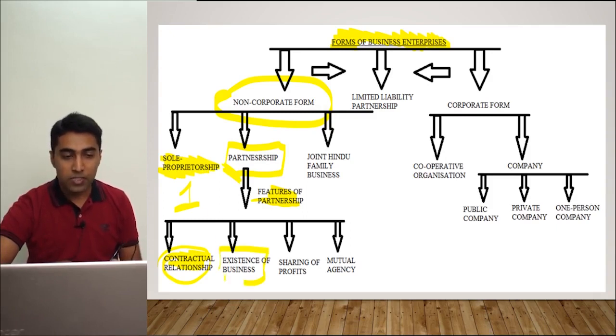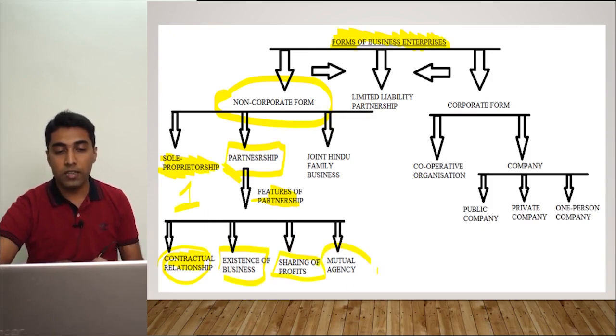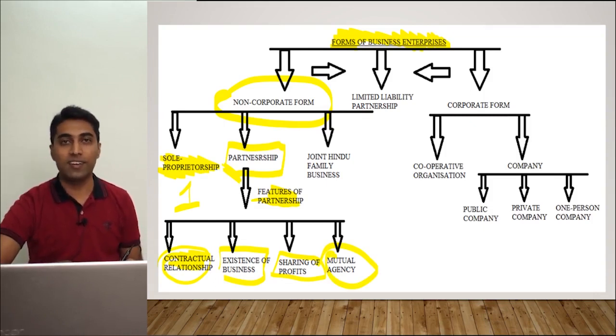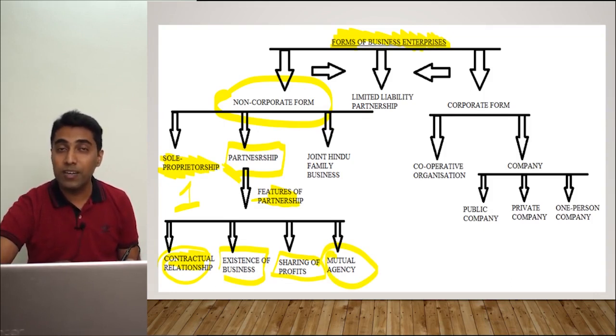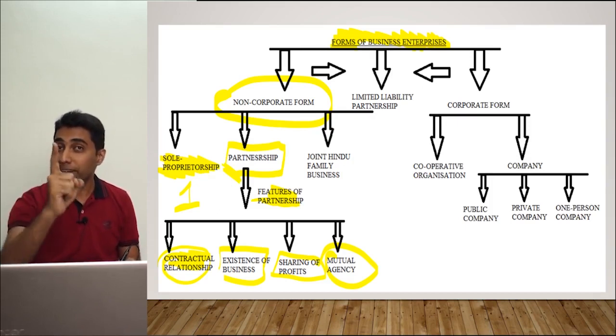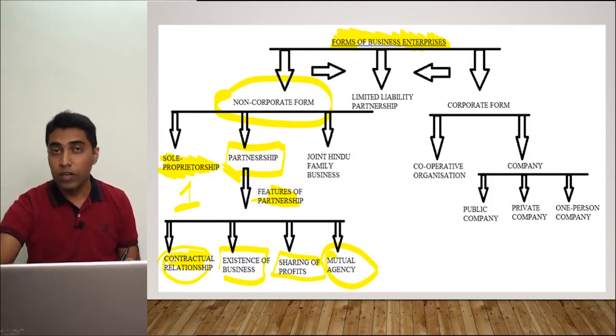Then existence of a business and partnership. Then there is sharing of profits. Then there is mutual agency. But what is the biggest problem in partnership? Unlimited liability. Liability is unlimited. Why is the liability unlimited? Because partnership is not a separate entity in the eyes of law. So if you are in a partnership, you have many flexibility advantages, but the biggest disadvantage is unlimited liability.